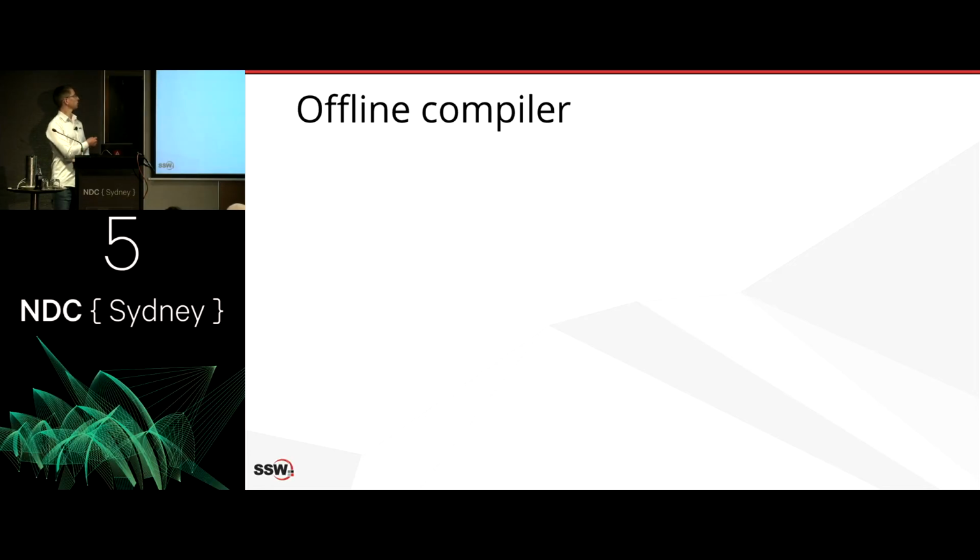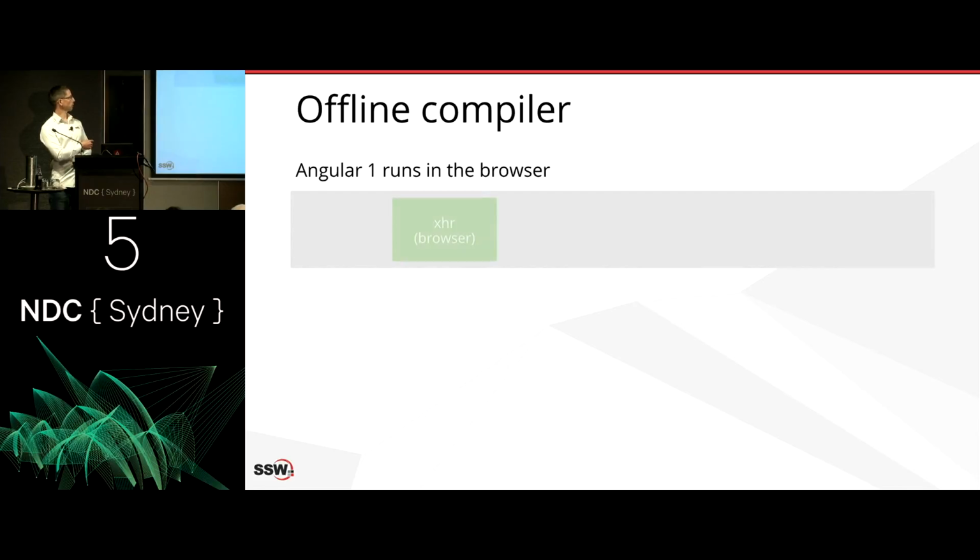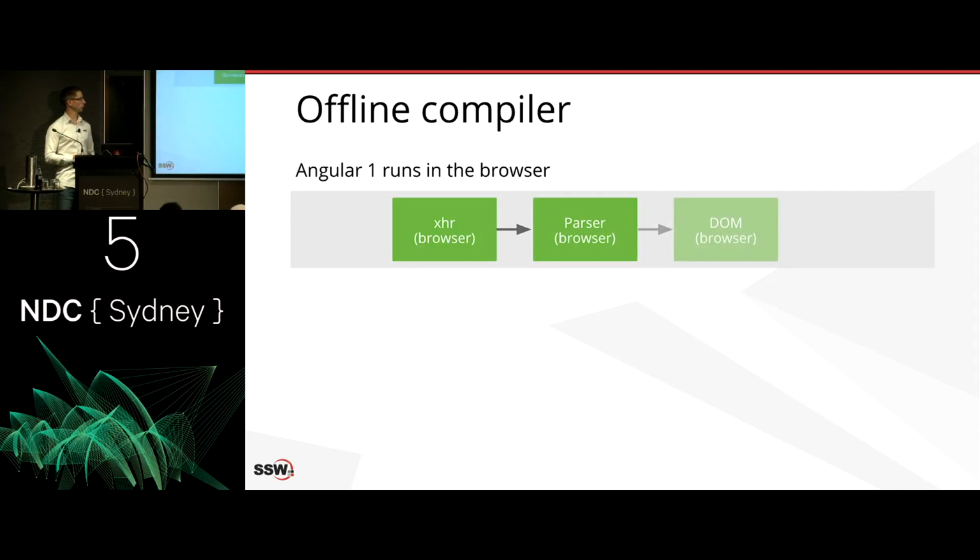So Angular 1 currently runs in the browser. We make an XHR request, we get an HTML file, and then we parse that in the browser, and we cross-check that with our JavaScript, and we make some DOM, and then we've got executable Angular code.